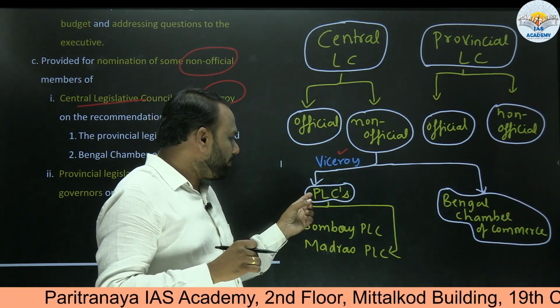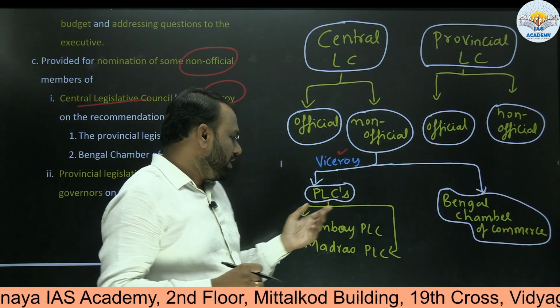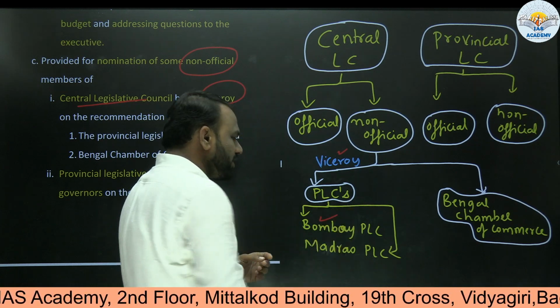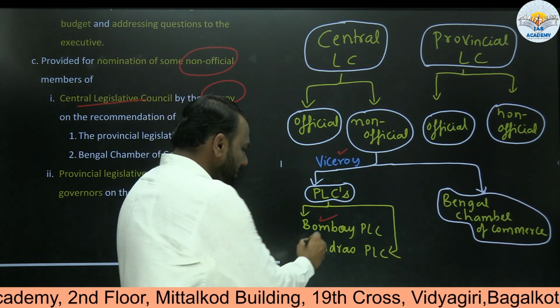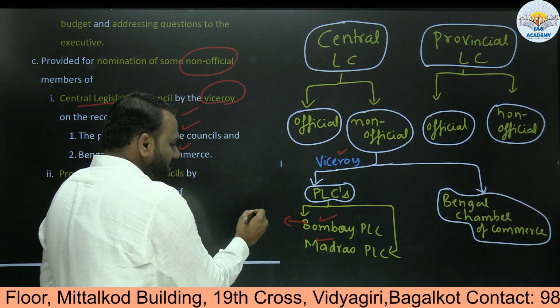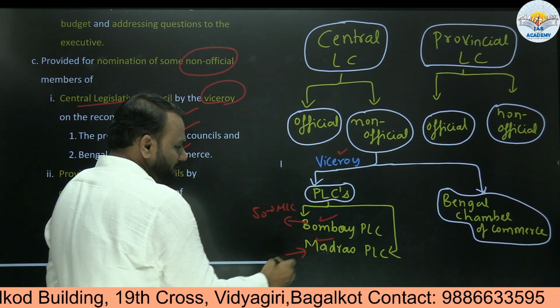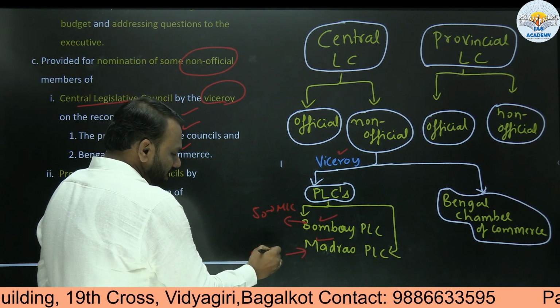From where? From the provincial legislative councils. As an example, I have taken Bombay Provincial Legislative Council and Madras Provincial Legislative Council. So let us assume in Bombay Provincial Legislative Council there are 50 MLCs, and in Madras Provincial Legislative Council there are 60 MLCs.